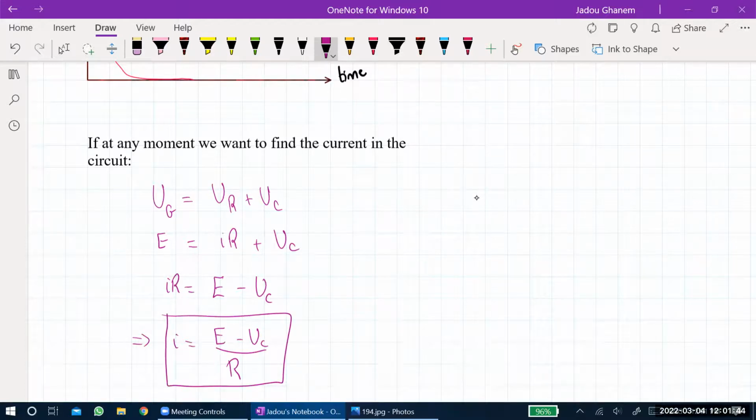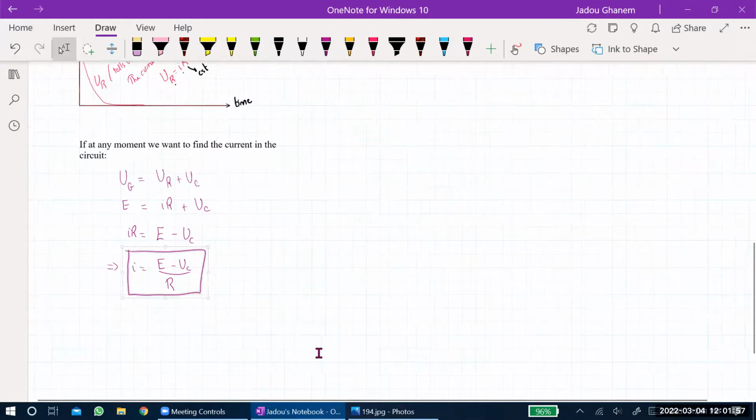So as the voltage UC increases, current I decreases. It's inversely proportional. So this is the general rule for the current. It's not to be memorized, just depending on the circuit, you can find this relation.